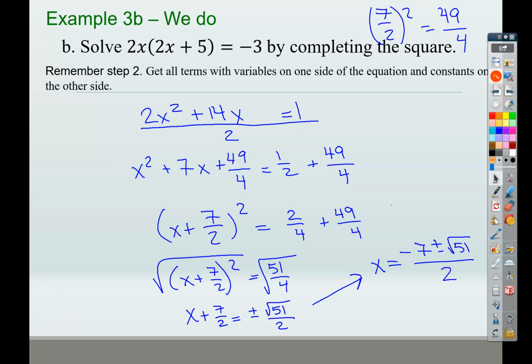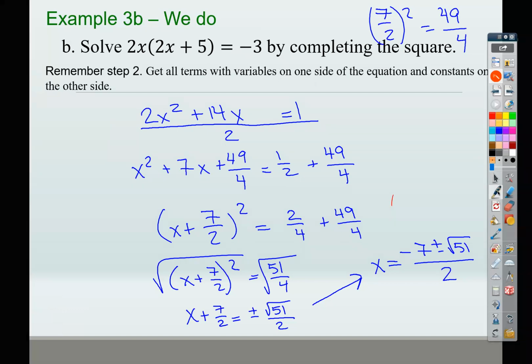Now you can write it, sorry. You can write it x equals negative 7 over 2 plus or minus the square root of 51 over 2. But I think they want you to put it as an all-in-one if the denominators are the same.